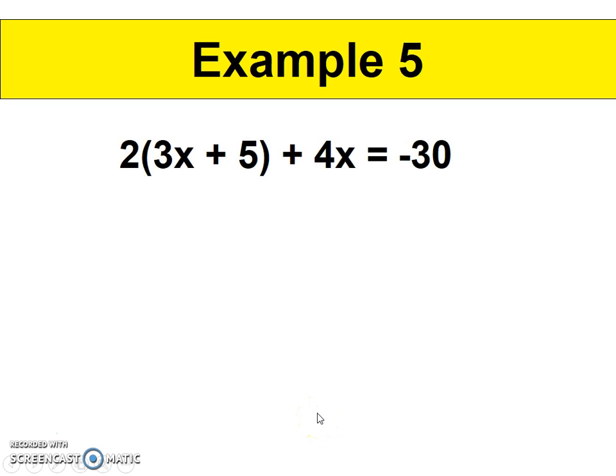All right, one more. 2 times the quantity of 3x plus 5 plus 4x is equal to negative 30. All right, line down the middle. Okay, as we look at the left-hand side, what would need to be our first step?